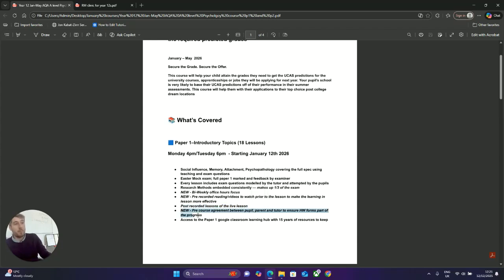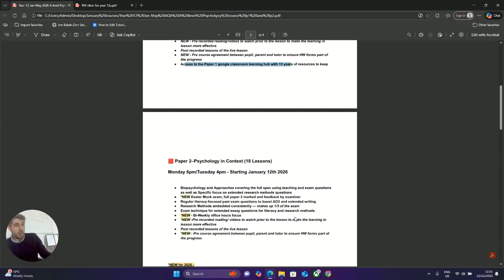There's also a pre-course agreement that goes through some things about when payments are supposed to be made, as well as students having either their cams on or an avatar that they can use to make the lessons a bit more interactive. And they will also have access to my Google Classroom, which has got my 15 years of experience as a teacher for AQA A-level psychology and tons of useful resources that the students can download and keep.